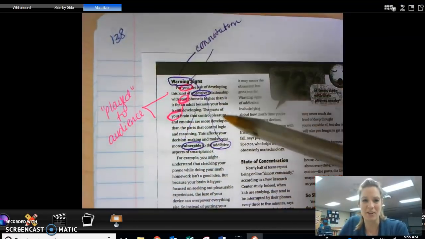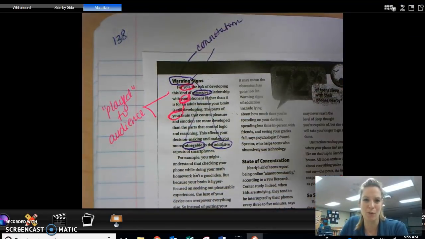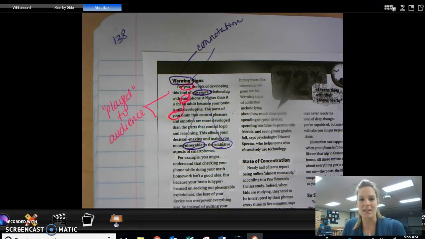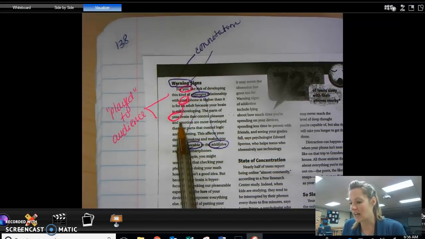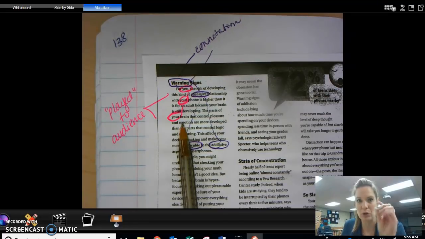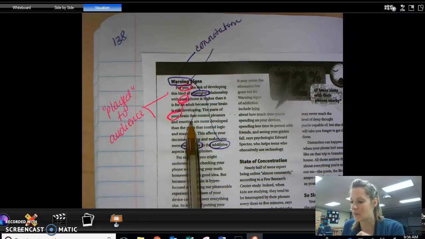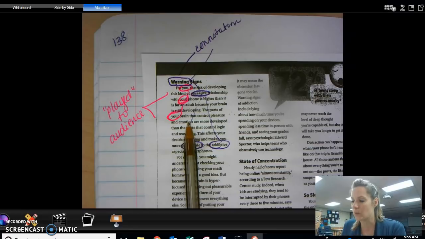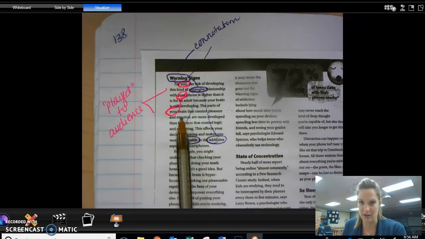What she's done here is she knows this article is not for me as an adult. This article is written and designed for kids around your age. And so she did not tell me about me sitting around playing Candy Crush. She's talking about your phone, your brain. And anytime you can use the word you, it really puts your reader into the shoes of the writer.